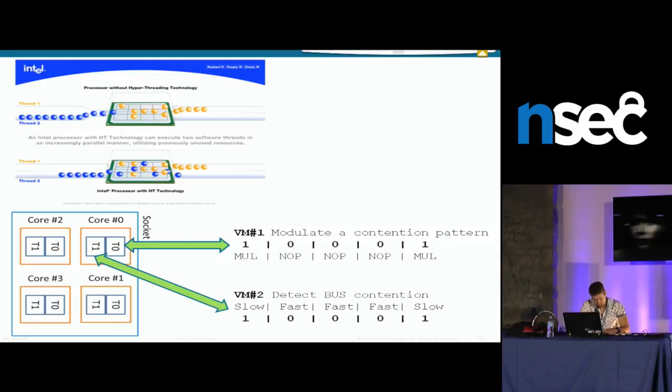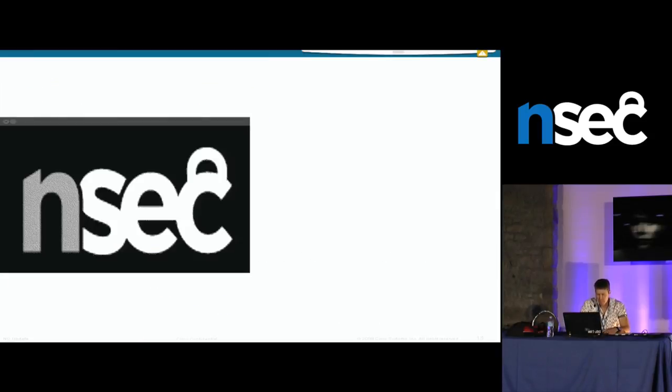So this is exactly at that time that I realized that it should be possible to modulate a signal across two VMs using this contention pattern trick. And to be honest, at that point, I was caught. So I ended up spending quite a few nights playing around with this pipeline contention, the phase lock loop, and a bunch of things that come with it. I was really curious to see the nature of the communication channel.